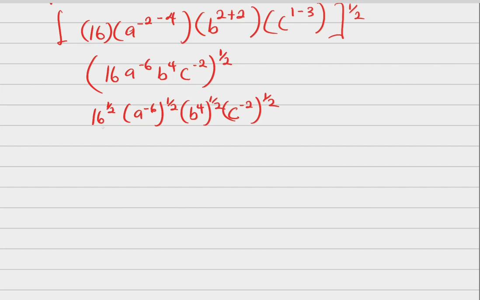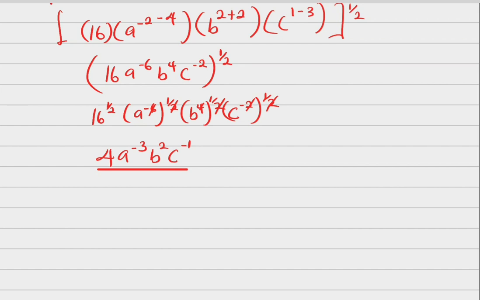Now, remember the root law. It's going to play a part here. First, 16 raised to power half is 4. Then, remember still that law of brackets, minus 6 times half is going to be a raised to power minus 3. Can you see that this will cancel this out, so that it's going to be b raised to power 2? Then these 2, we go with this, is going to be c raised to power minus 1. So I've gotten my answer, which is very correct.